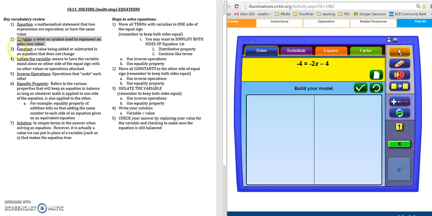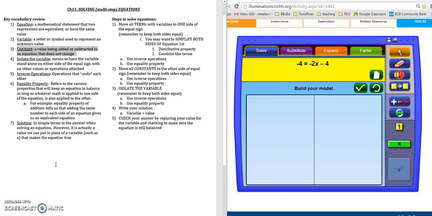Other parts of algebraic equations are what we call a constant. A constant is a value being added or subtracted in the equation that does not change. For example, if you look at the equation here, on the right side of this expression, the variable would be x. The constant would be the -4, since you will always subtract 4.